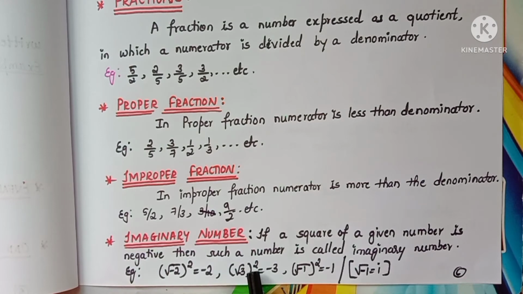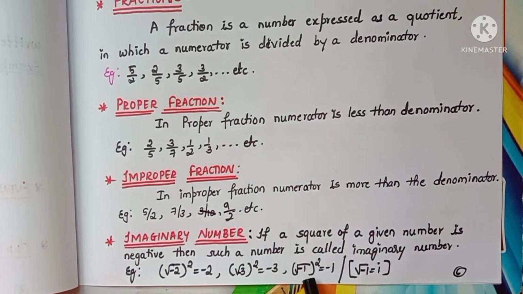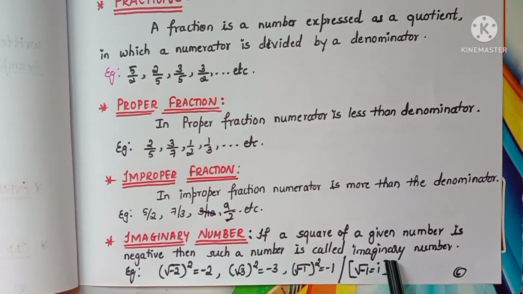Next, let us take root of -3. Root of -3 squared will be what? -3 only. Therefore, root of -3 is what? Imaginary number. Let us take root of -1. The whole square will be what? -1. Therefore, here root of -1 is what? An imaginary number. Okay, root of -1 is equal to i. i means imaginary number. It will help in the 11th standard.